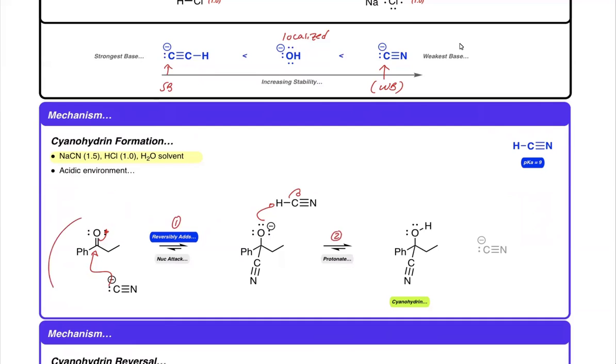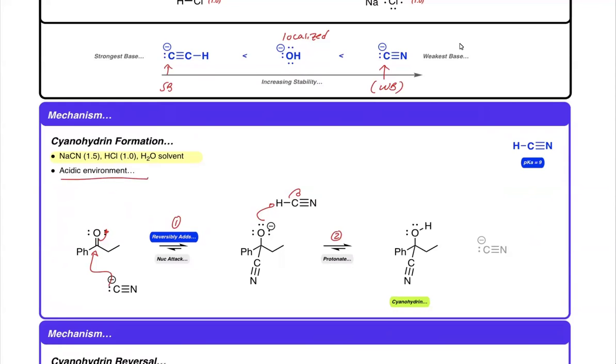We first attack with CN-, which adds reversibly, and then we stabilize the cyanohydrin tetrahedral structure when we protonate in the second step, and we specifically protonate using HCN. Remember, at this time point, all the HCl is consumed. All right.